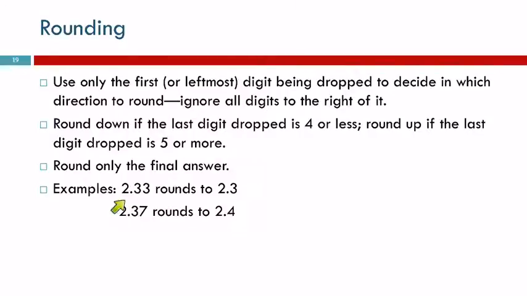So if we're going to round 2.33 to 2 significant figures, we're going to keep the 2 and the first 3, and we're just looking at this guy. It's less than 5, 4 or less, and so it rounds down to 2.3. Because it's closer to 2.3 than it is to 2.4. 2.37, if we're going to round to 2 significant figures, we're going to keep the 2 and the 3. We look at the next digit. This one's closer to 2.4. The 7 is 5 or greater, and so we round up and we get 2.4. Okay.